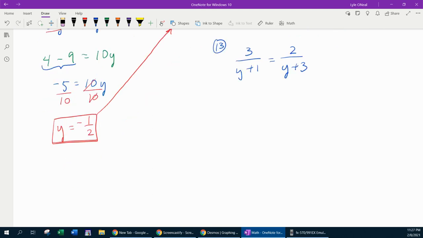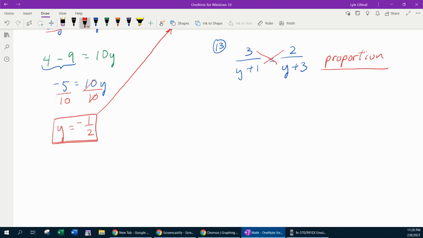Next, number 13. In this example, we have a special type of rational equation. Okay, so you need to know that when you have a single fraction equal a single fraction, that's called a proportion. And when you have a proportion, there is a fast and easy way to solve. To solve a proportion, you simply cross multiply. And it doesn't matter which way you go first.